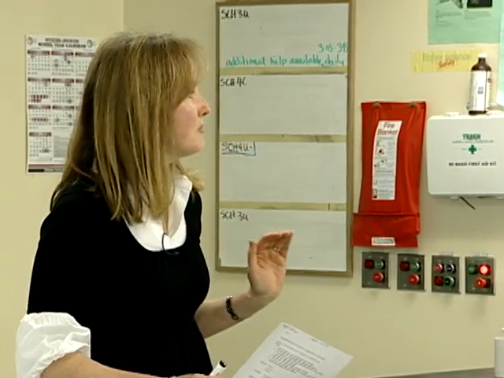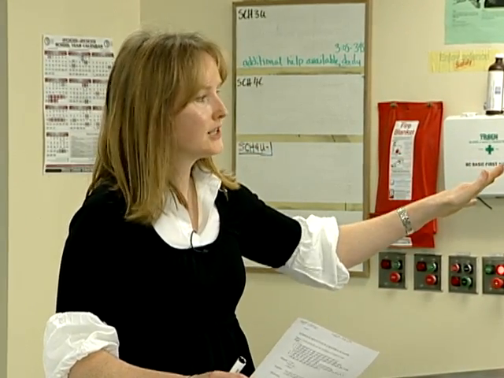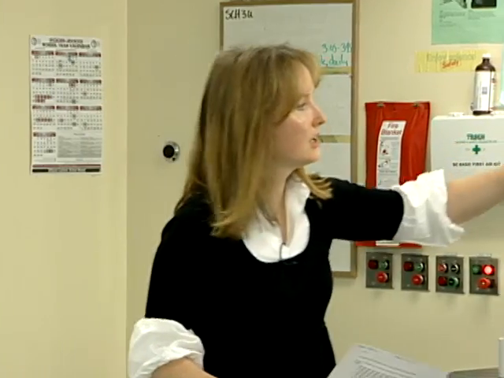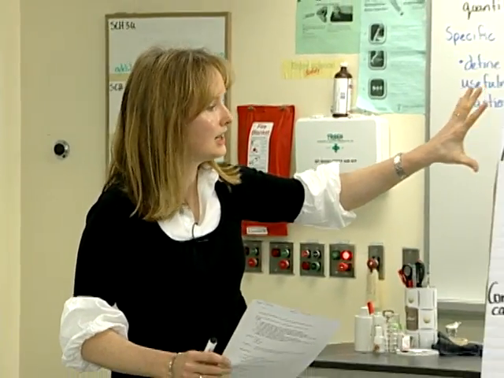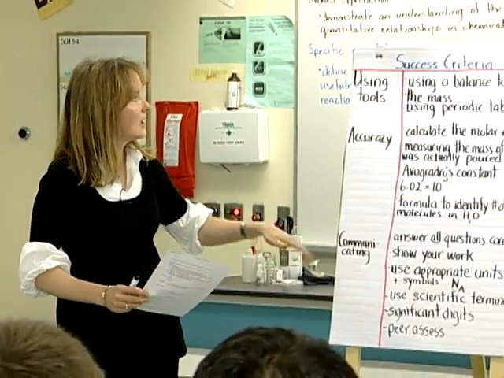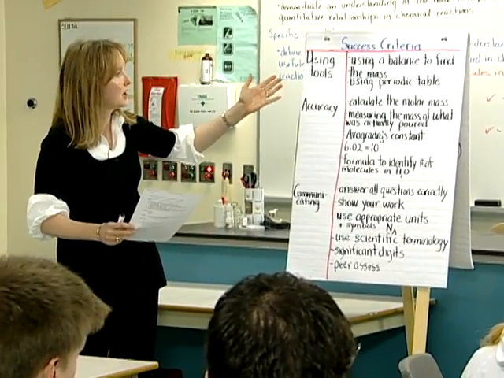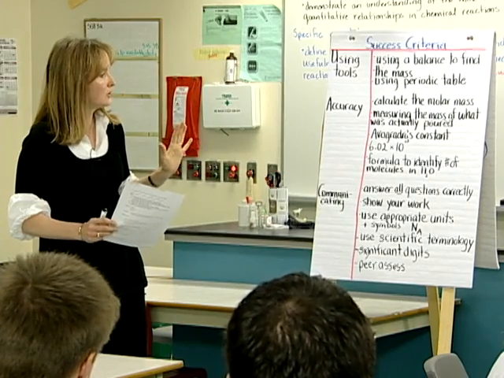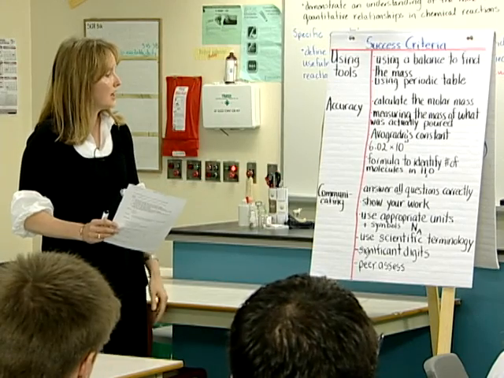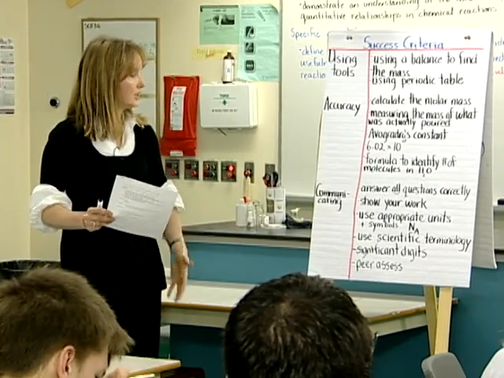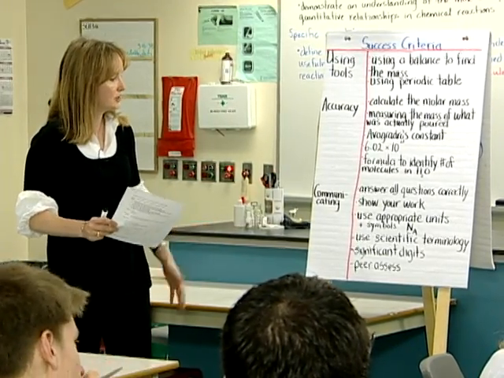Okay, so we basically have our criteria on the board, and what we did here on the chart paper is we clustered the information, and so we have using tools, so we use the balance and the periodic table. We have our accuracy covered, and then we have communicating. When I look this over, there is something missing. Okay, is there anyone that could come up with what might potentially be missing here? We need to make sure that we have it written down in the proper order.